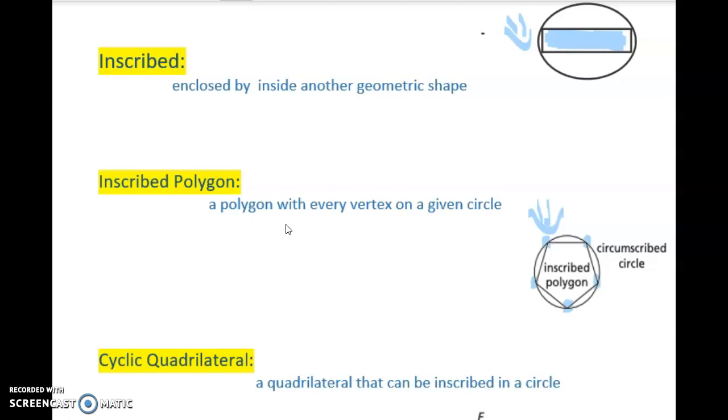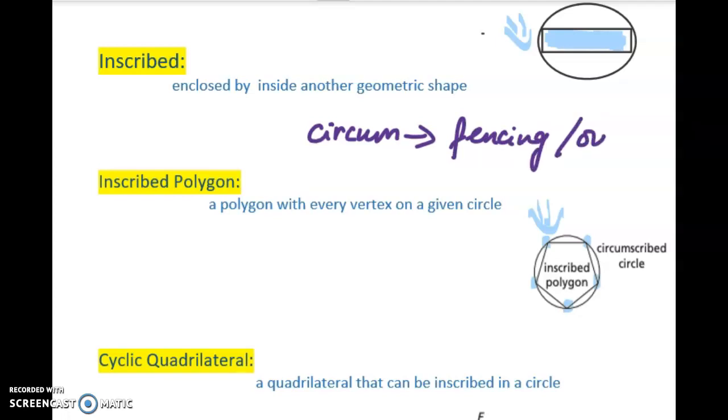In means inside. Circum means outside. So when we are talking about the circumference also, circum means fencing or outside, right? So that is the term circumscribed. That means the circle is outside. In means inside, right? So I hope this is clear.